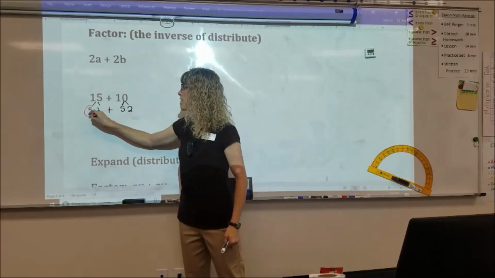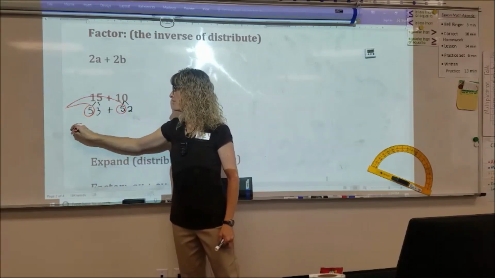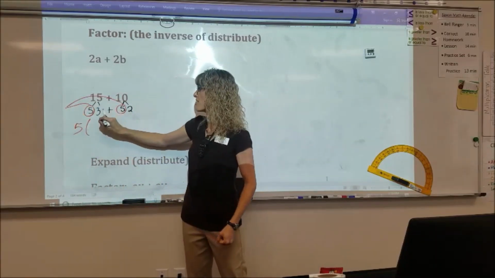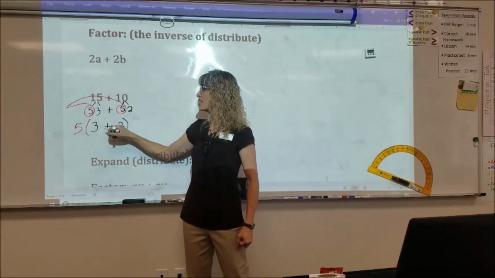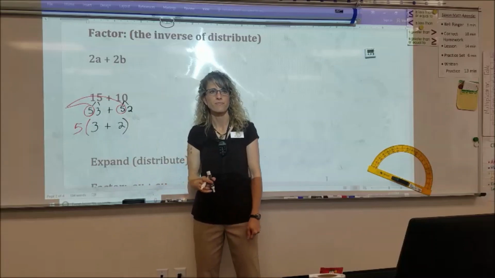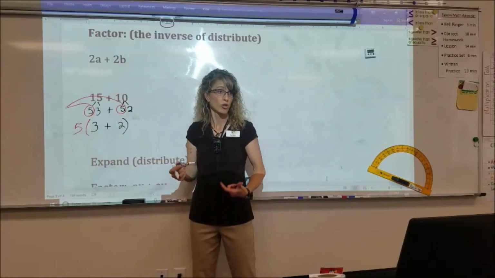Factory recall. We don't want it. Send it back. And send it out. 5 goes outside of the trucks. Now what I'm left with is 3 plus a 2. So on the inside, you write whatever's left over. Make sense? Did I just go in the reverse direction of distributive property?